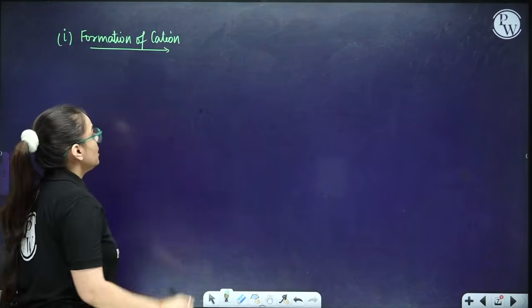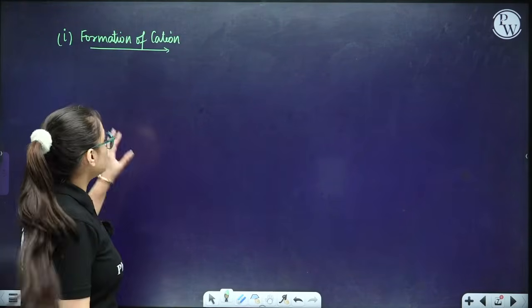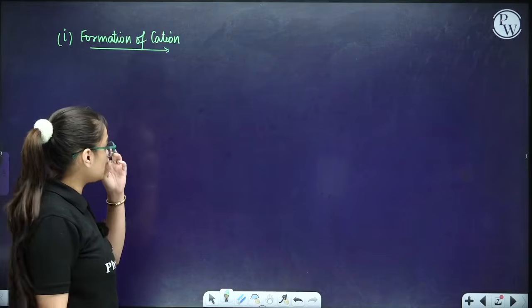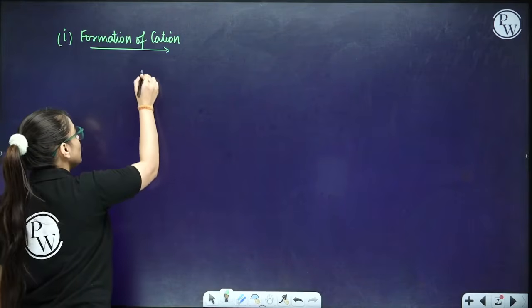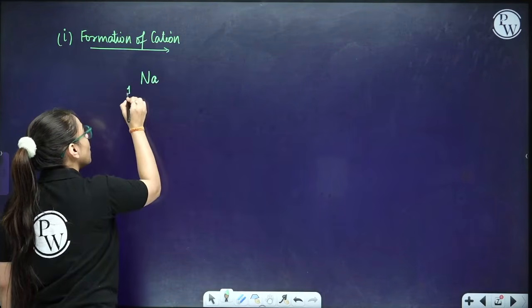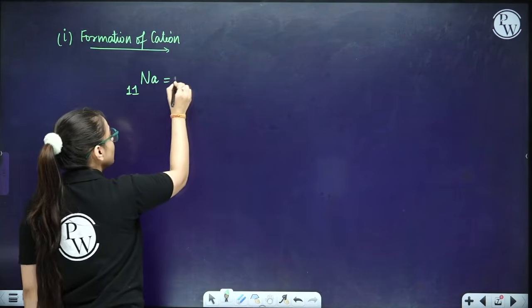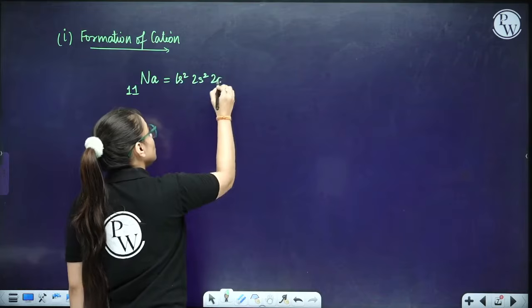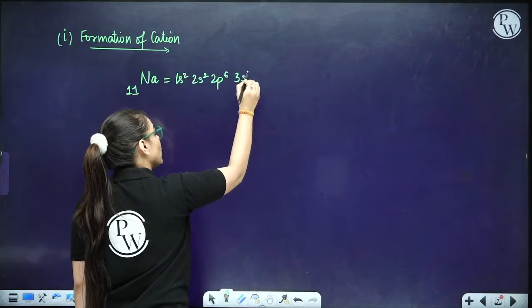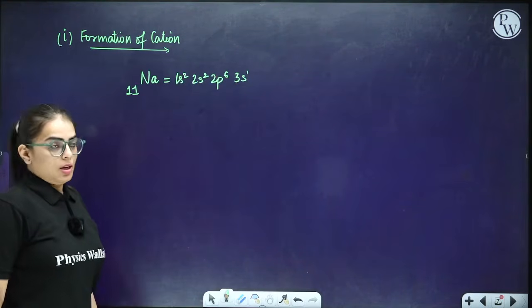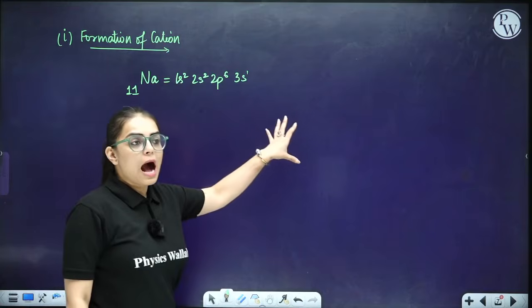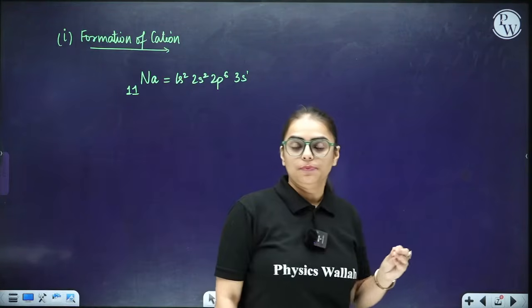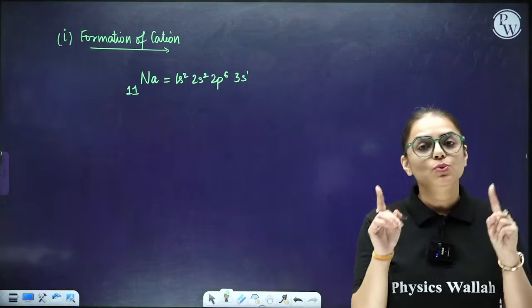The very first step is formation of cation. In the formation of cations, that means the positively charged particles, what happens? We know sodium, Na, has atomic number 11. So what will be the configuration? 1s2, 2s2, 2p6, 3s1. Now, how will this Na become stable? Na can become stable by losing one electron.